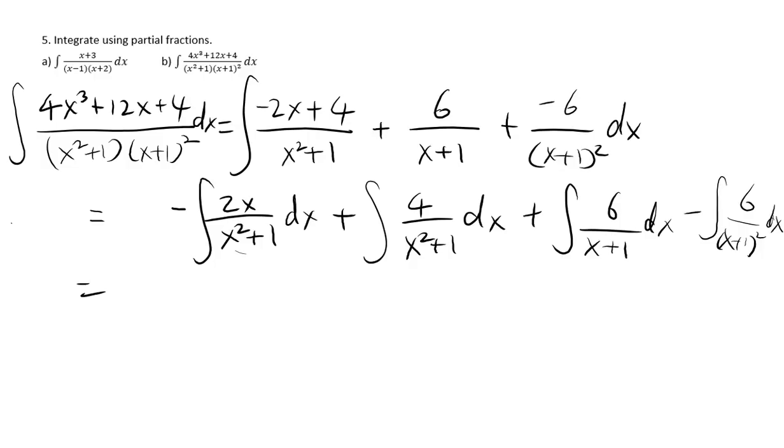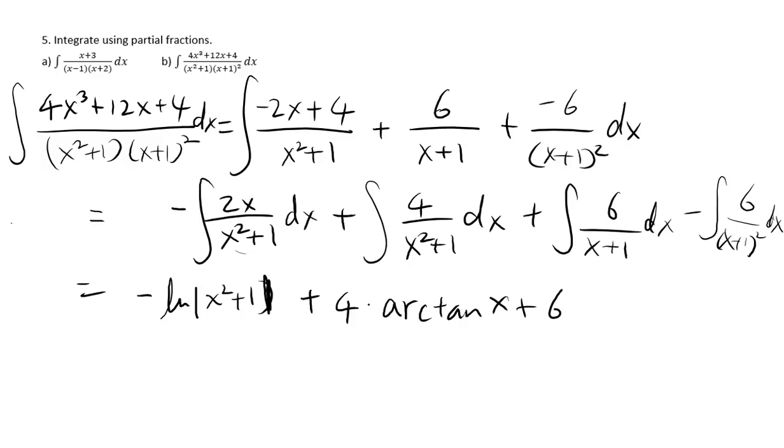Okay, now what is this? This is f prime over f type, right? Because if you differentiate x squared plus 1, you get 2x. So it must be the ln of the denominator. Now this one here, it's 4 times 1 over x squared plus 1, and 1 over x squared plus 1 has the antiderivative of arctan. This is again, if you pull the 6 out, f prime over f, again, x plus 1. If you differentiate, you get 1, so you get ln of the denominator.